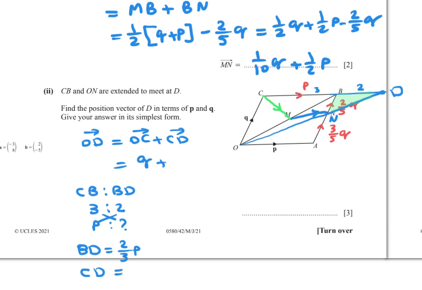CD is CB, which is B, plus BD, which is 2/3 B. So this means 1B plus 2/3 B. This equals 5 over 3B. Now we have CD, 5 over 3B. So OD equals Q plus 5 over 3B.